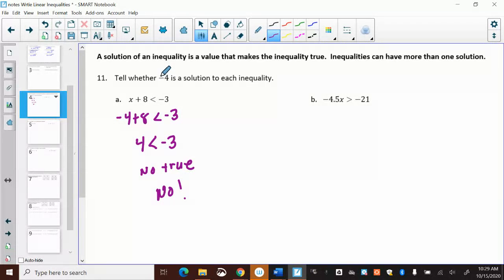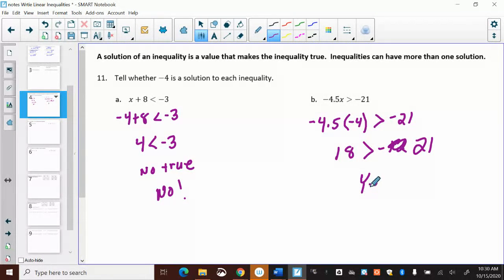Let's try this one. Minus 4, we plug in here. So at least it's minus 4.5 times negative 4. Again, you want to use parentheses now that you're in higher math. A negative times a negative is a positive. You multiply those numbers together, we get 18. Is that greater than negative 21? Any positive would be bigger than a negative, so this is true. So the answer here would be yes.